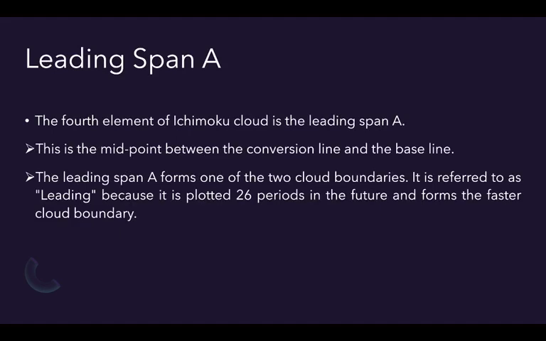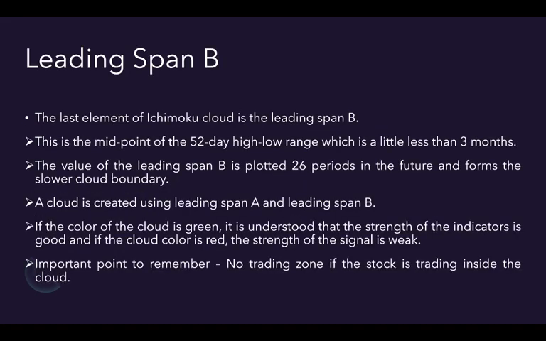Next is the leading span A. It's the fourth element, and one of the elements which will create the cloud. This is the midpoint between the conversion line and the baseline, which we discussed in the earlier slides. So leading span A forms one of the two cloud boundaries. It is referred to as leading because it is plotted 26 periods in the future, and forms the faster cloud boundary.